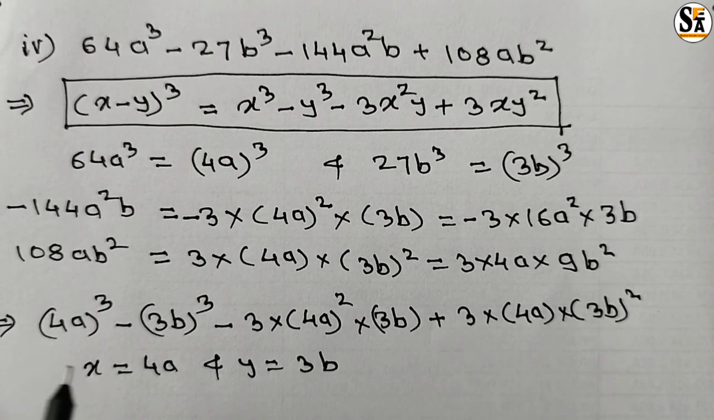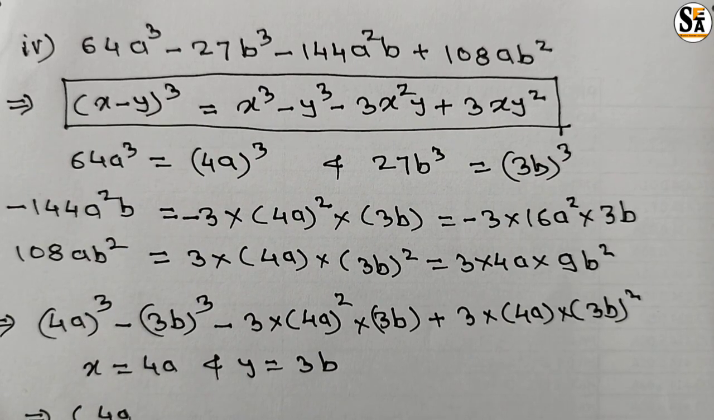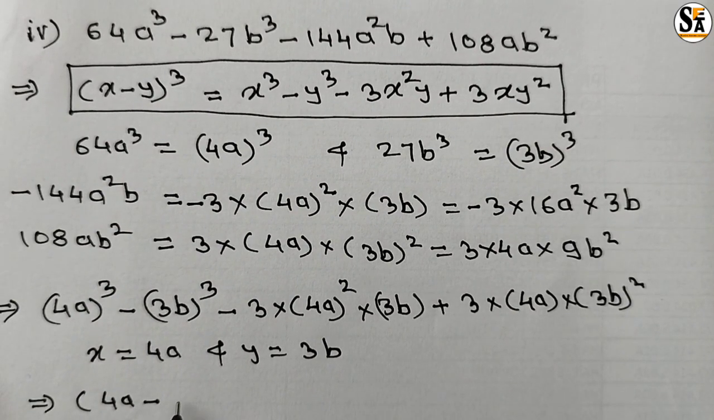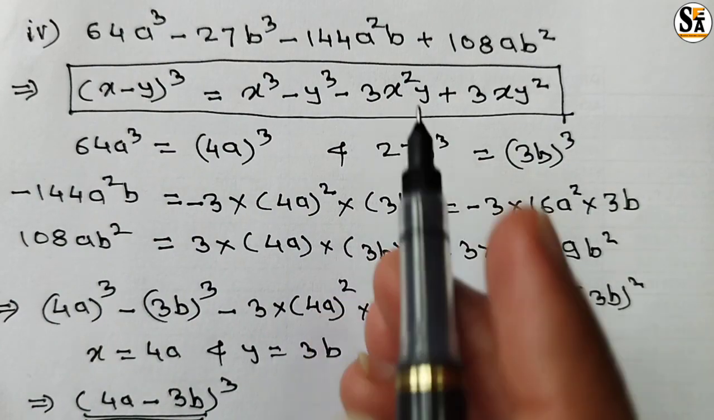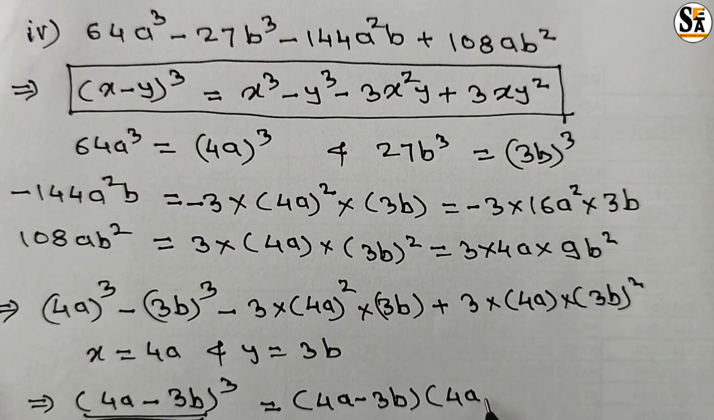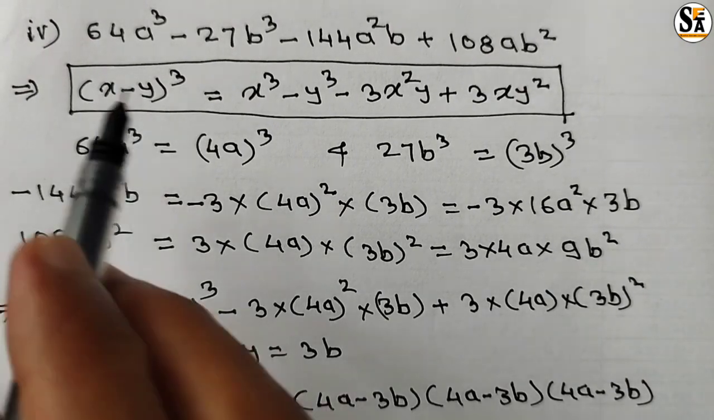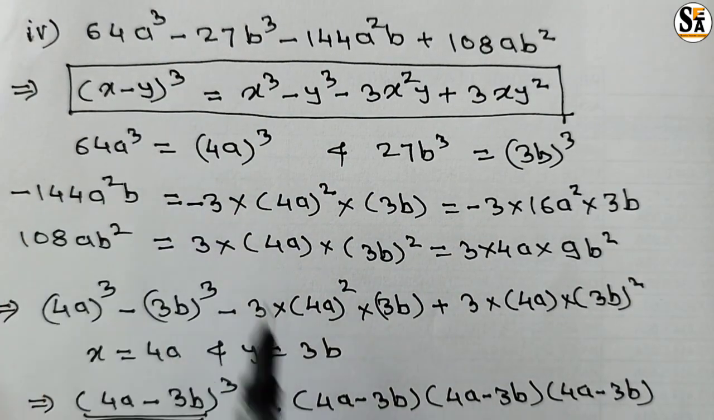So our factor for this expression must be (x minus y) cube, meaning (4a minus 3b) cube. So these are the factors for this expression using the standard identity. Means 3 times: in the first bracket 4a minus 3b, in the second bracket 4a minus 3b, and in the third bracket 4a minus 3b. So these are the factors for this expression using the standard identity.